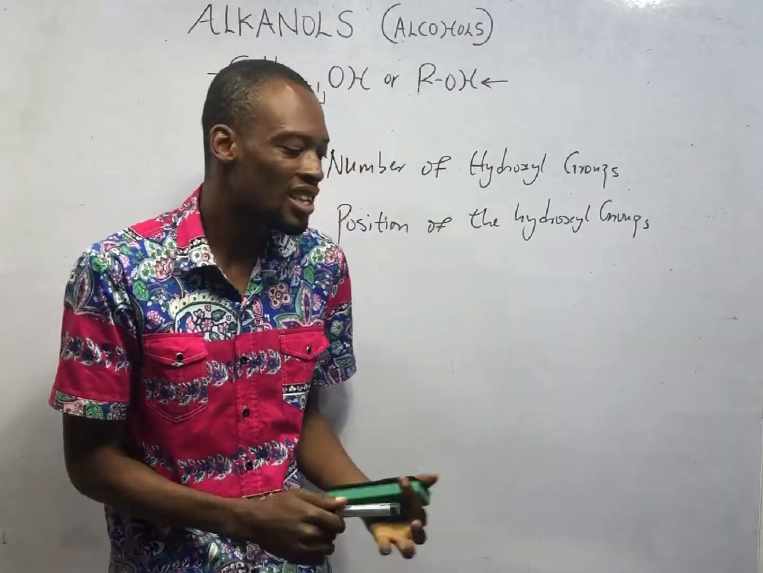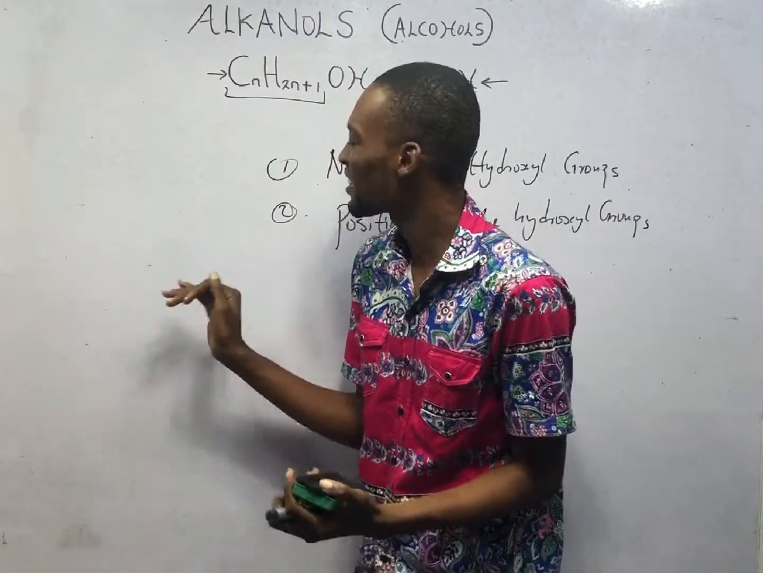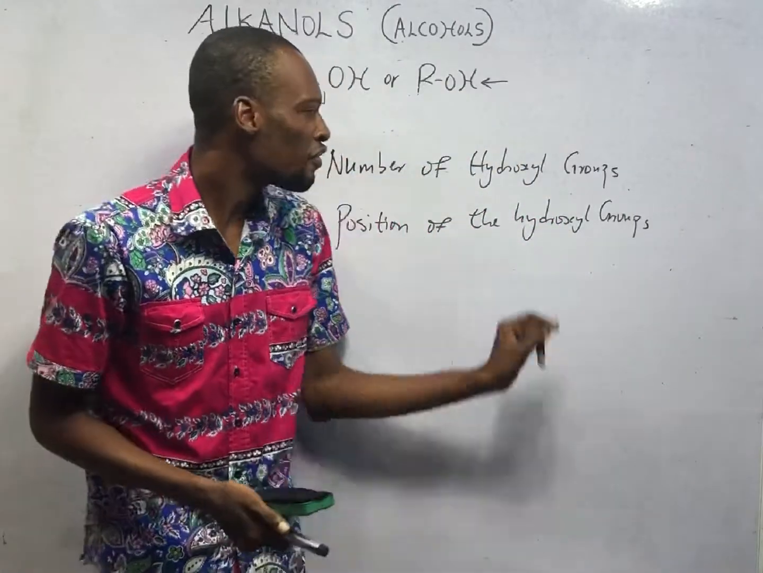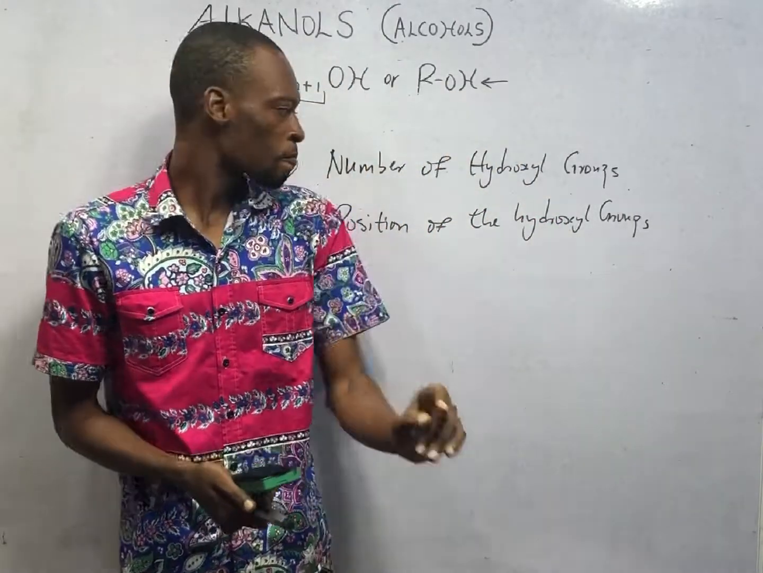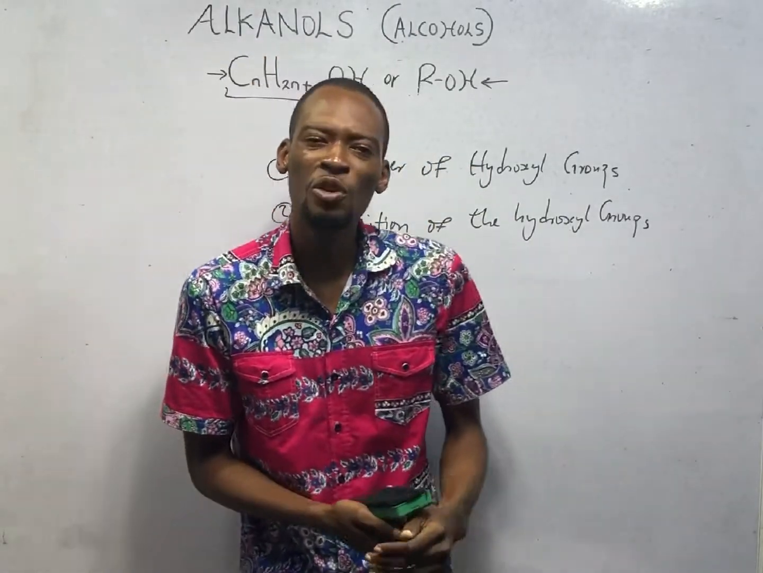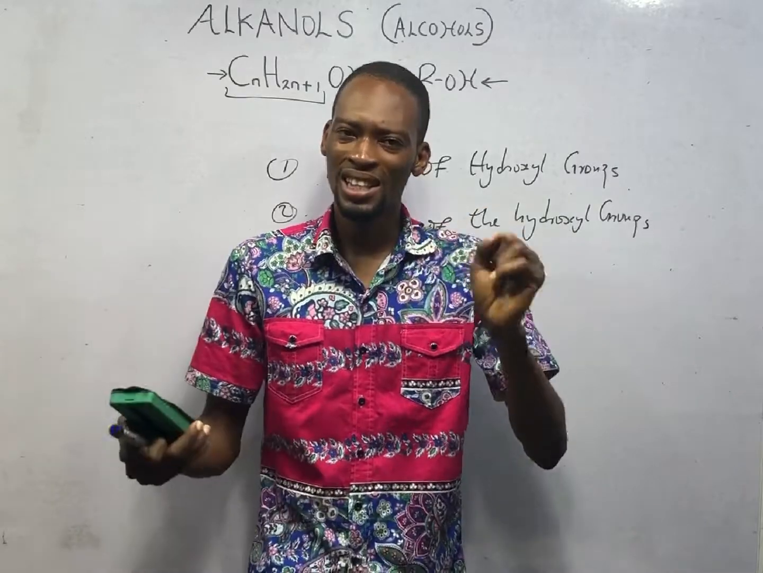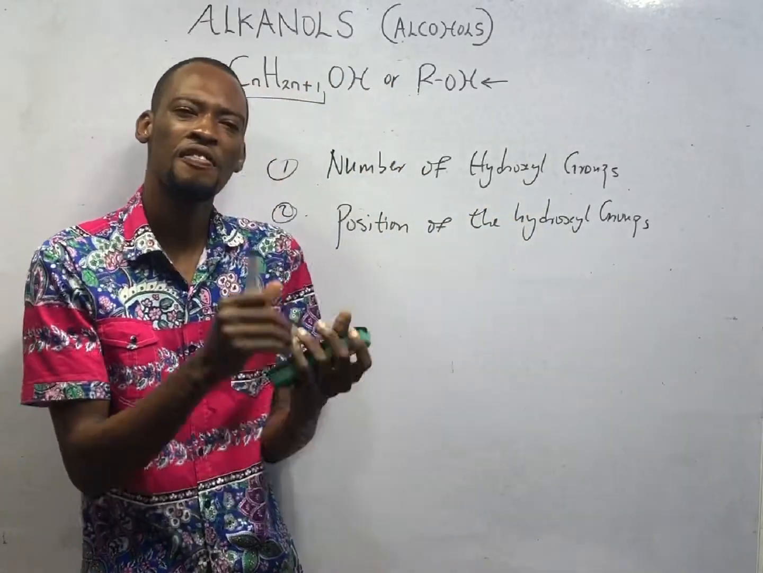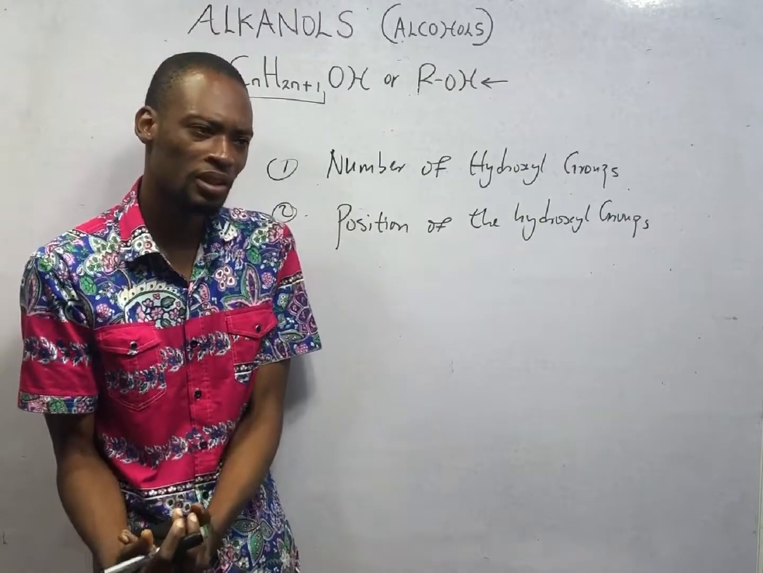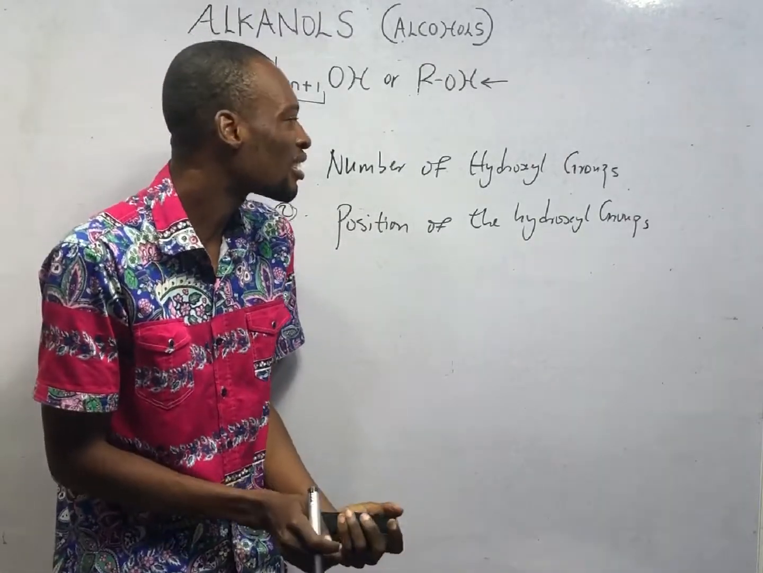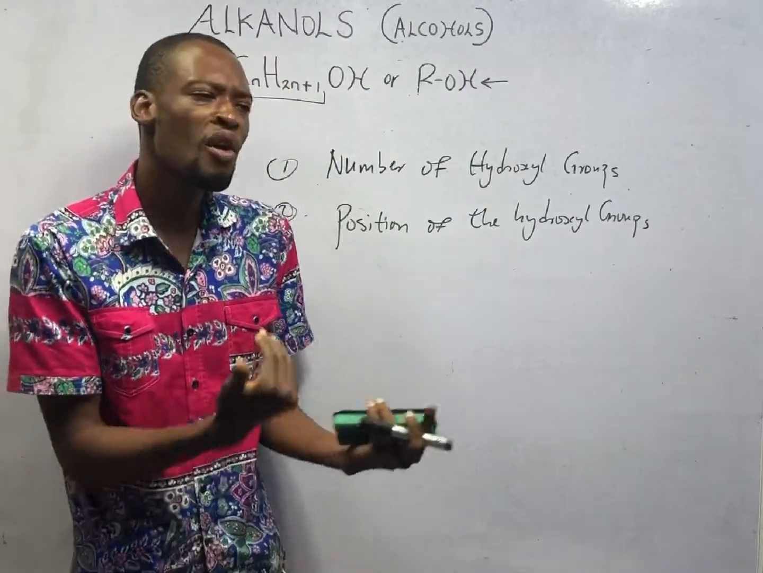What is monohydric? Monohydric alkanols are simply alkanols that have only one hydroxy group. They have only one OH. Dihydric alkanols are alkanols that have only two OH groups, while trihydric alkanols have three OH groups. On the other hand, polyhydric alkanol is simply an alkanol that has more than three OH groups.